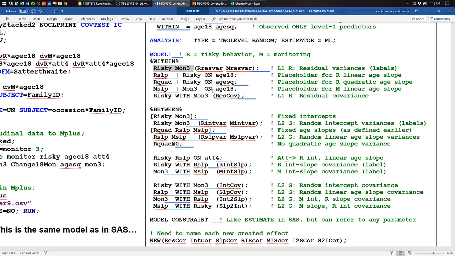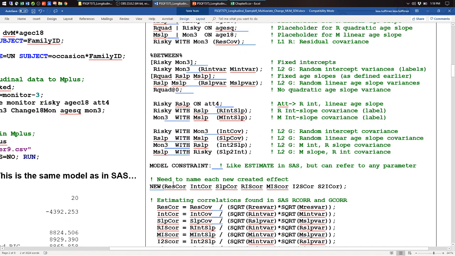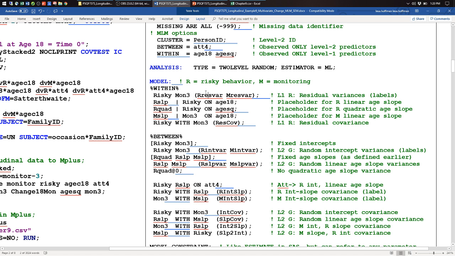In parentheses are labels. I am labeling some of these parameters so that I can have it do math to them down below in this model constraint section here, which works like estimate statements. So I have labeled this R resvar and M resvar.